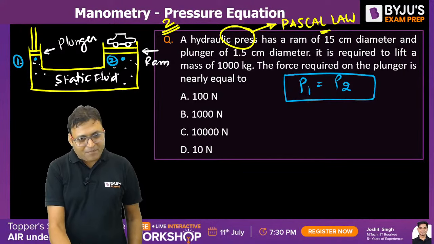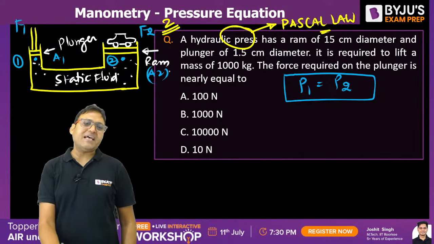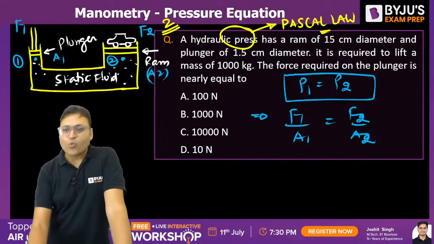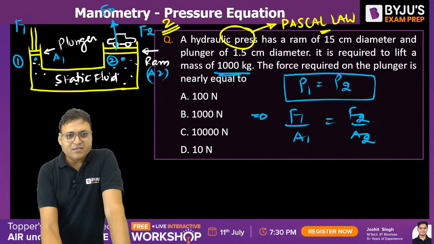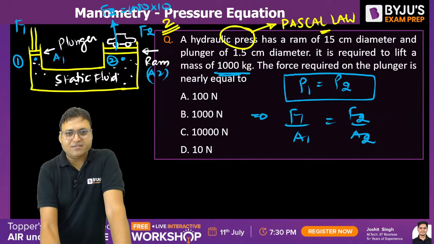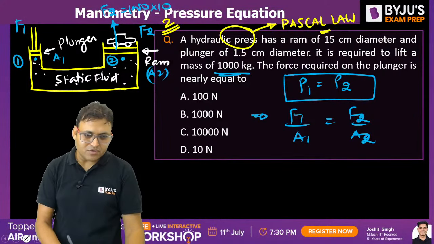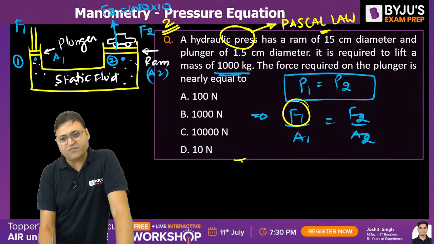And we can say P1 is equal to F1 by A1 and P2 is equal to F2 by A2. A2 is the area of the ram and A1 is the area of the plunger. Can we write it as F1 by A1 is equal to F2 by A2? Isn't it? The question is, it is required to lift a mass of 1000 kg. So the mass is 1000 kg. It means we want F2 to be 1000 multiplied by 10, m into g. F2 should be equal to m into g. Yes, can you solve it? The force required on the plunger. The question is to find out F1.